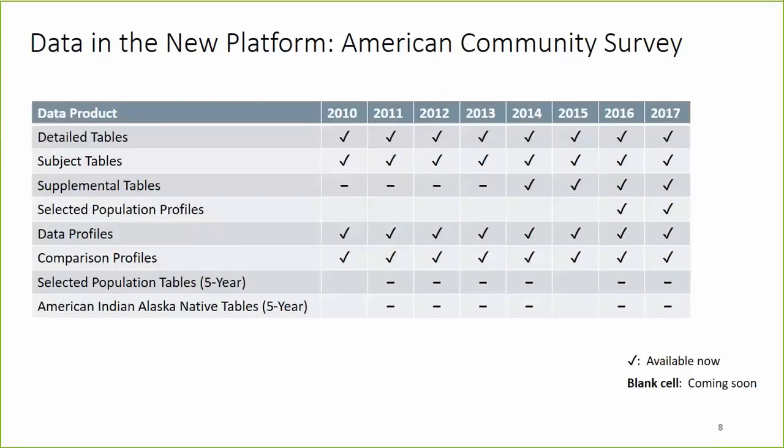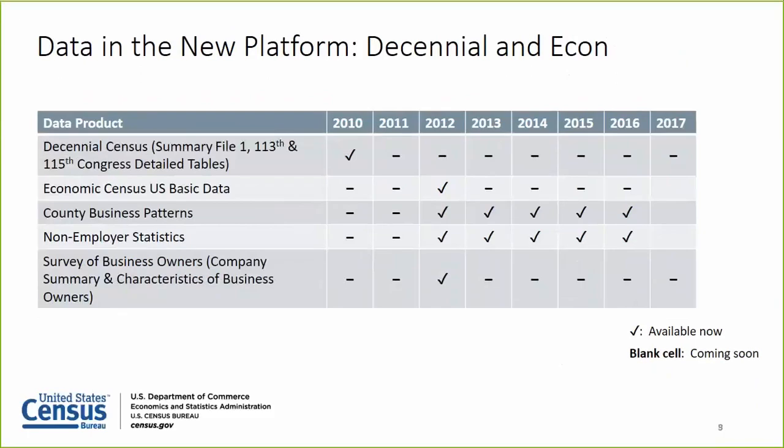In the platform now, you have access to data from the American Community Survey from 2010 forward. Here we have a look at selected types of tables from the ACS with check marks indicating data available in the platform now, and blank cells showing you data that's coming soon. In addition to the American Community Survey, you also have access to selected data from the Decennial census in 2010. We're continuing to work to add those additional types of tables, as well as data from Census 2000 on data.census.gov.